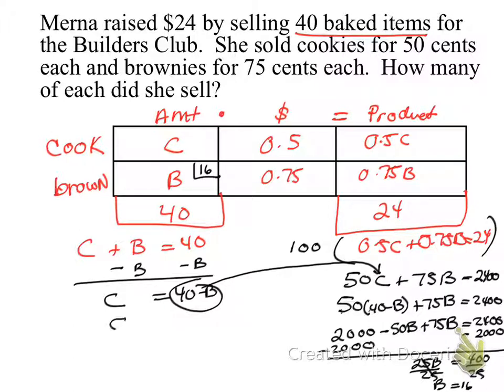Now I come back up here. C equals 40 minus 16. Can you see? C equals, what is it, 24? So there are 24 cookies and 16 brownies. Are there any questions? All right. So tonight you're doing the age problems, and number 13 through 16 will work with the boxes. The rest of them you can just translate.